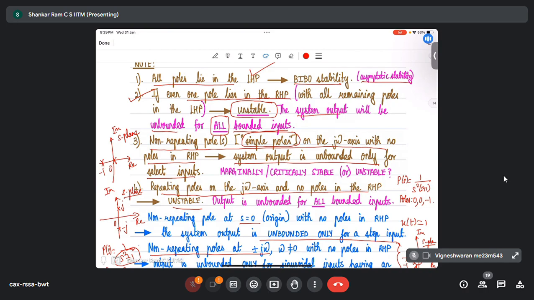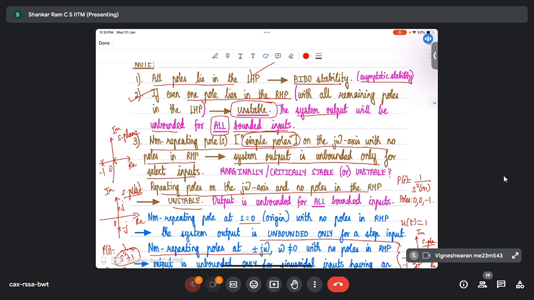That is the second case. Now, if you have non-repeating or simple poles on the j omega axis with no poles in the right half plane, the system output will be unbounded only for select bounded inputs. If you have a non-repeating pole at the origin, a step input will result in unbounded output, but sin omega t and cos omega t for all omega will be bounded. Similarly, if I have a non-repeating pole at plus or minus j omega, a step input will give me bounded output, and all sinusoidal signals whose frequency is not omega will also result in bounded output. Only for sin omega t and cos omega t will my output blow off to infinity. So that's the third case, where the system becomes marginally or critically stable.